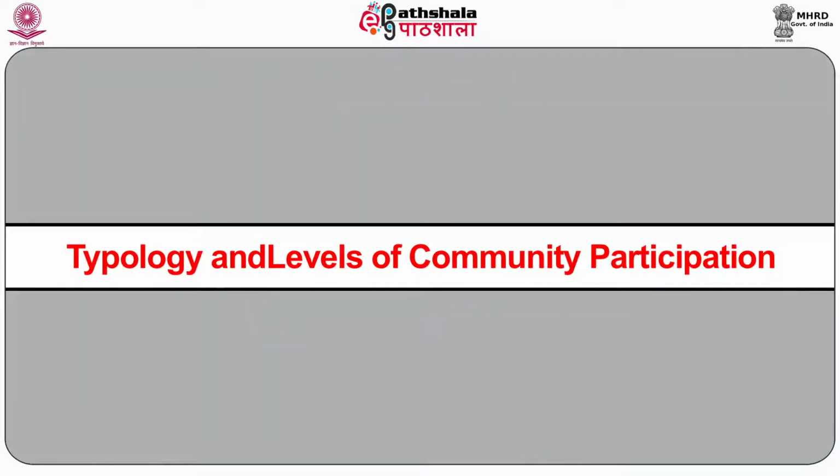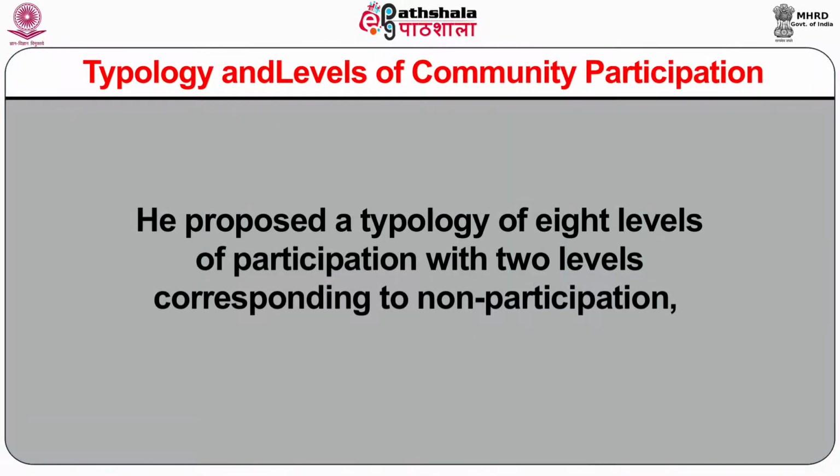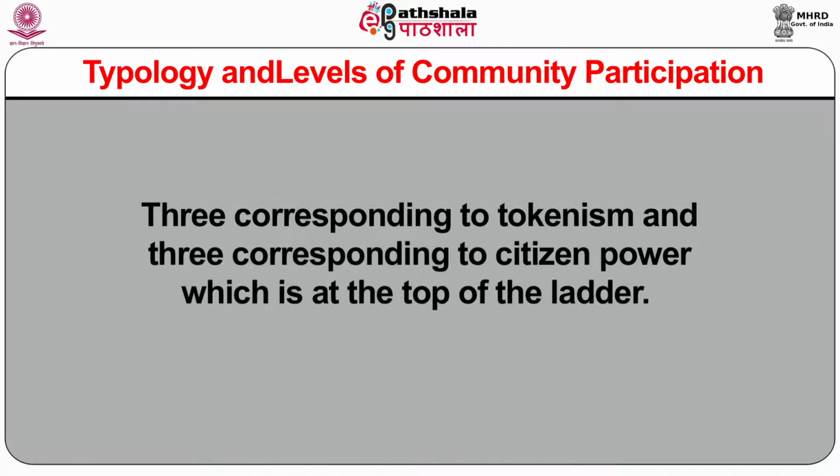Let us now discuss the typology and levels of community participation. In the year 1969, Sherry Arnstein proposed the ladder of citizen participation, according to which we can assess the level of participation of any community in a region. At the core of this approach was the redistribution of power for have-not citizens. She proposed a typology of 8 levels of participation, with 2 levels corresponding to non-participation, 3 corresponding to tokenism and 3 corresponding to citizen power, which is at the top of the ladder.